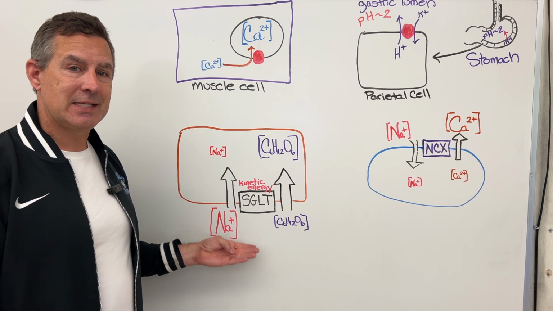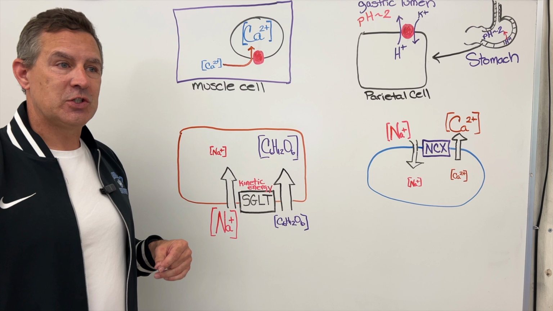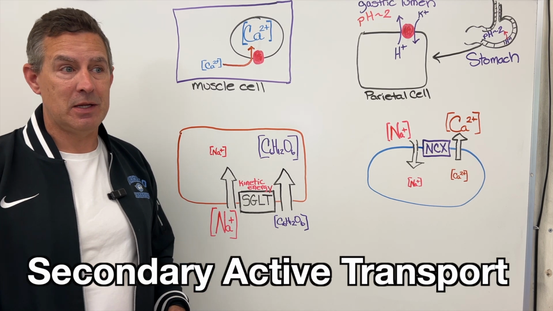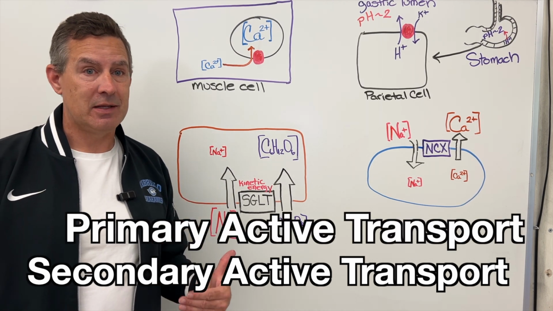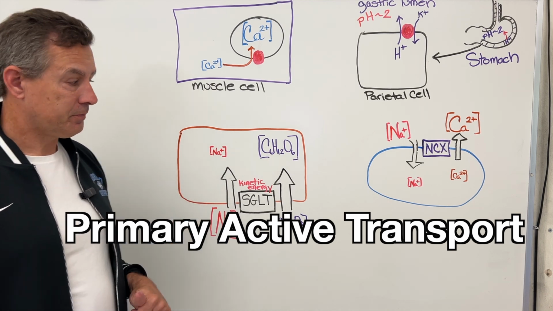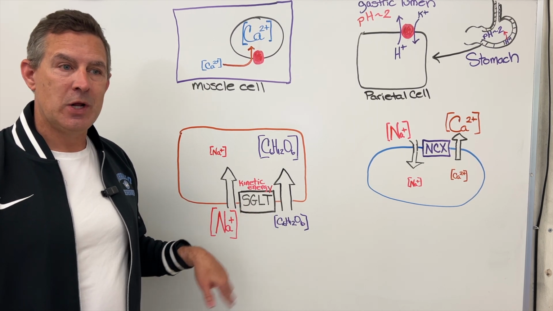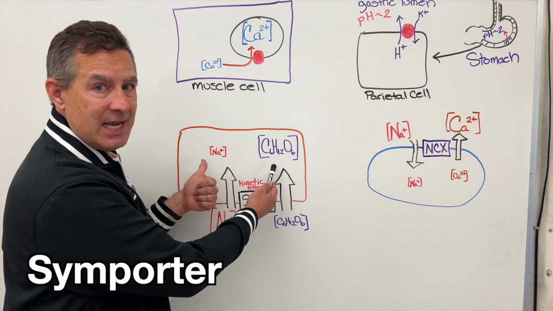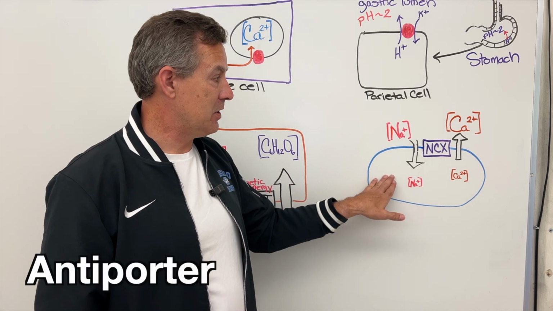When cells utilize kinetic energy to move things against their gradients, this is known as secondary active transport because it's not directly using ATP. But please keep in mind the primary active transport using the chemical energy of ATP needs to be happening as well. We can also describe the sodium glucose transporter as a symporter because it's moving these two entities in the same direction. We also have antiporters right here.